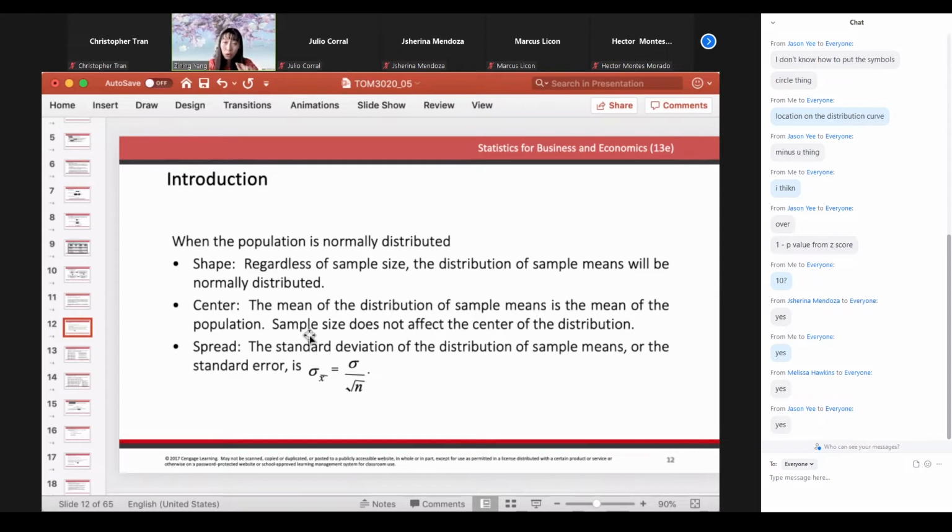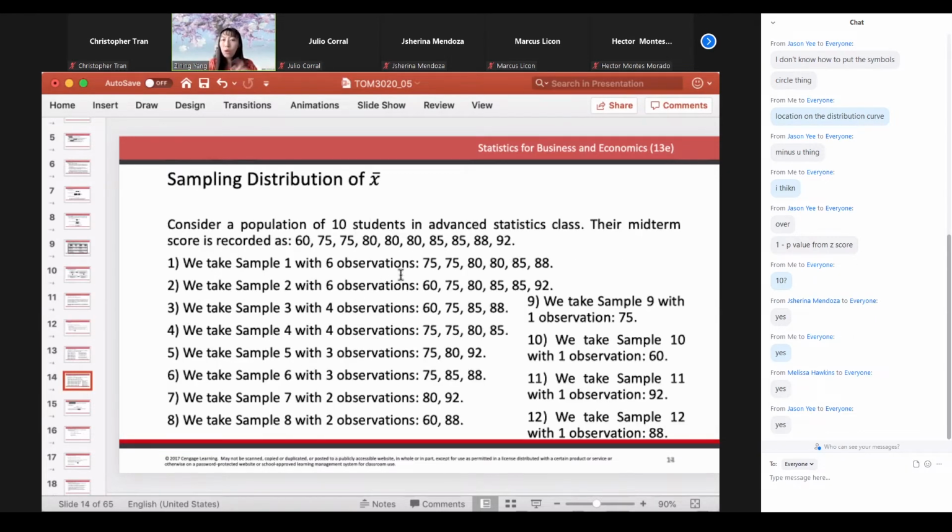And now we want to prove bullet point number 3. How does sample size affect the standard deviation? Now it's called the standard error. So how does the sample size matter to that? Now we look at a slightly different exercise. It's the same population, the same 10 numbers, but now we take a different set of 12 samples.